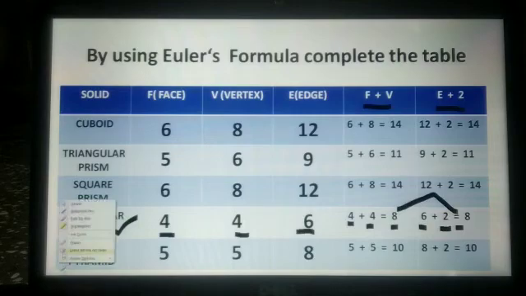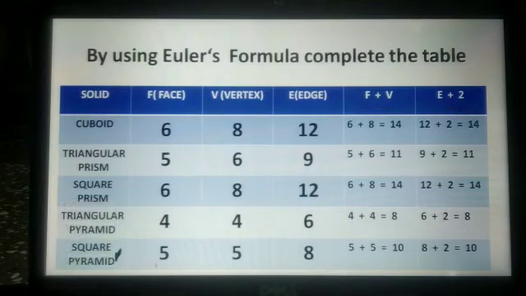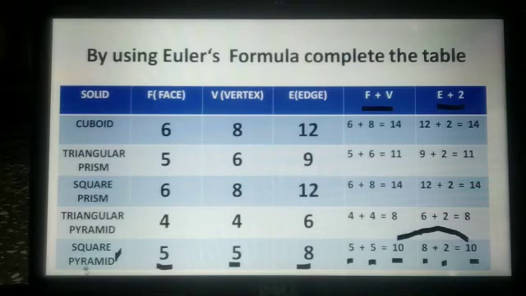And now square pyramid. Here number of faces 5, number of vertex 5, number of edges 8. F plus V, that is 5 plus 5 is equals to 10, and E plus 2, so this is 8 plus 2 is equals to 10. So this Euler formula is verified for this square pyramid, because here F plus V is equal to E plus 2. So we can say Euler formula is true for any polyhedron.